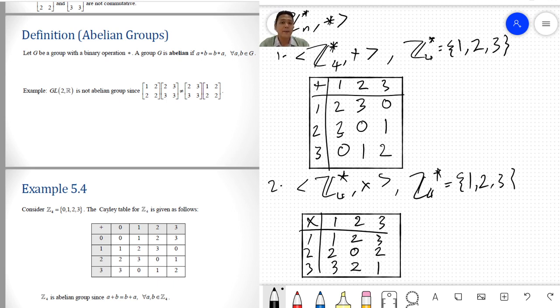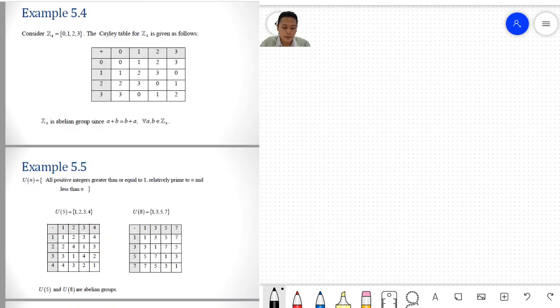Right now we have two groups already, which are Zn and also Zn star. The continuation of this is a special unitary group defined as Un. Un means an integer greater than or equal to 1 which is relatively prime to n, which is defined here.